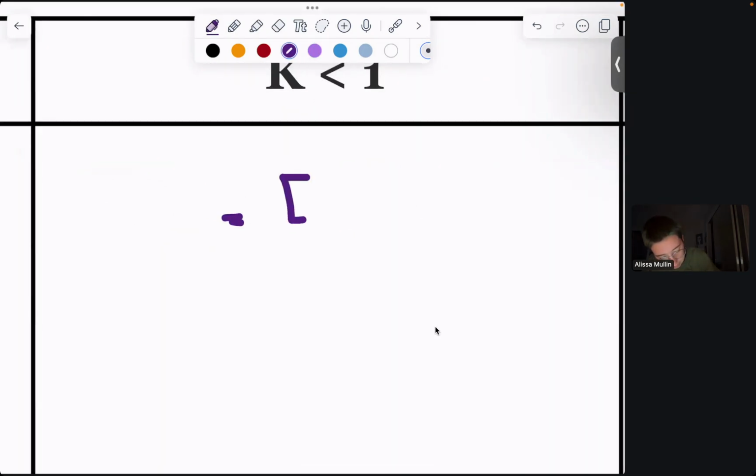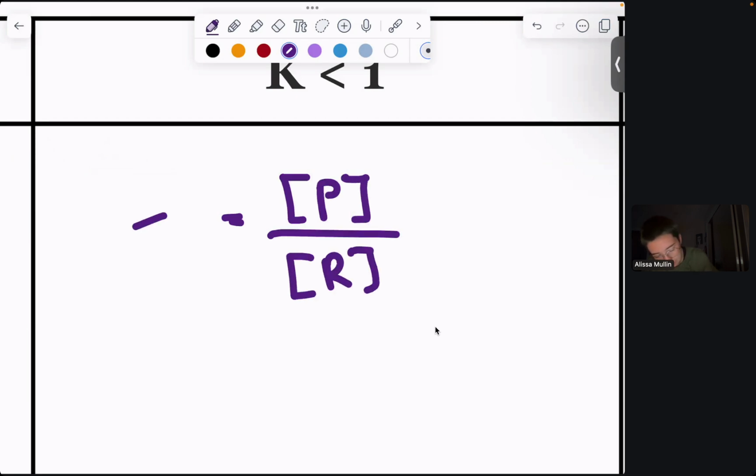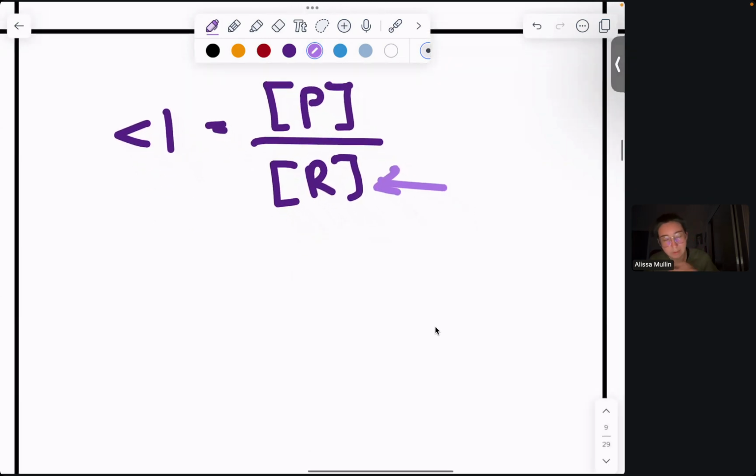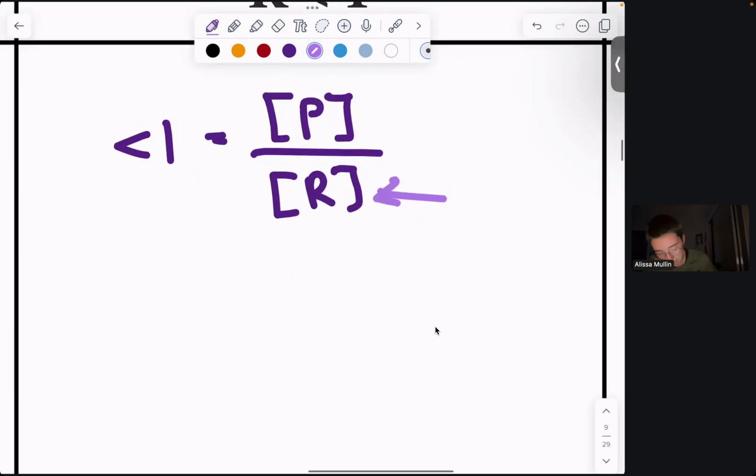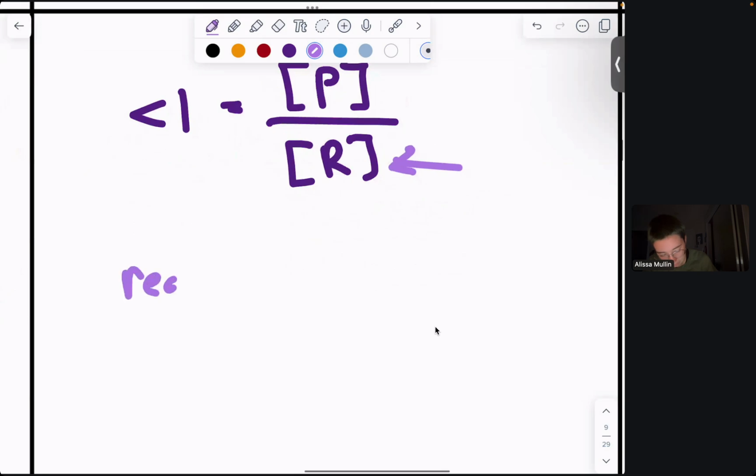Inversely, if we have products and reactants, and you get something that is less than 1, you must be dividing by a bigger number, right? So if you get something less than 1, that is indicating that you have a reaction that is reactants favored.